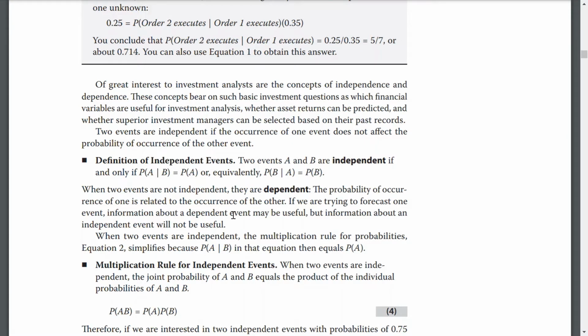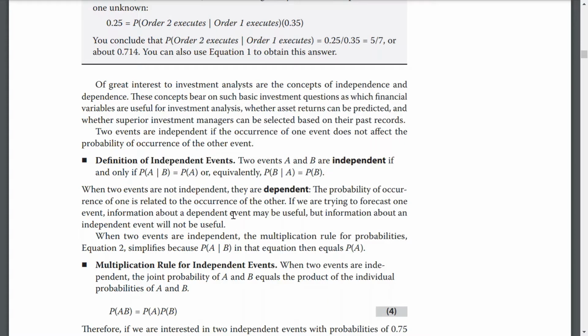2 events A and B are independent if and only if the probability of A given B is equal to the probability of A, or equivalently the probability of B given A is equal to the probability of B. When 2 events are not independent, they are dependent. The probability of occurrence of one is related to the occurrence of the other. If we are trying to forecast one event, information about a dependent event may be useful, but information about an independent event will not be useful.